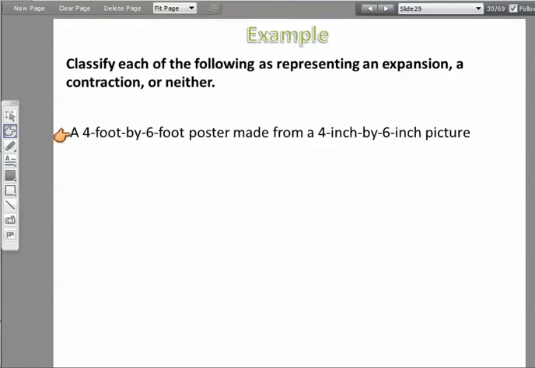Okay, let's try a 4-foot by 6-foot poster made from a 4-inch by 6-inch picture. So you took a little 4 by 6 picture and you made it into a 4 by 6-foot poster. So since it's getting bigger from a little picture to a poster, that's going to make it an expansion.